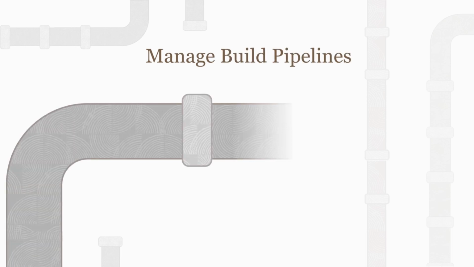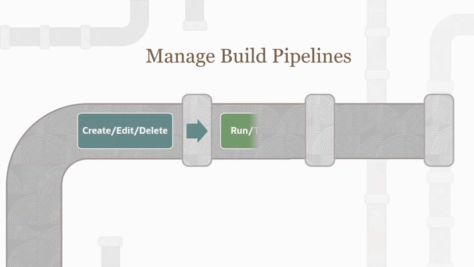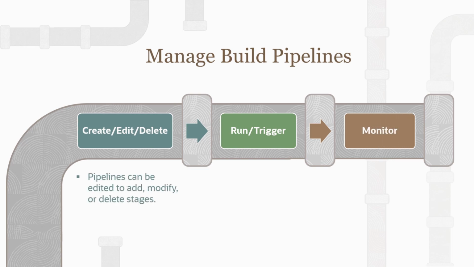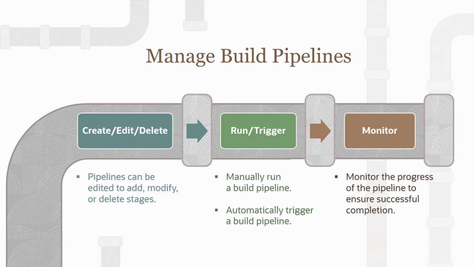This is the high-level flow for the build pipeline. We'll look at each step in more detail. Pipelines can be edited to add, modify, or delete stages. You can manually run or automatically trigger a pipeline. You should monitor the progress of the pipeline to ensure its successful completion or to debug during failures.